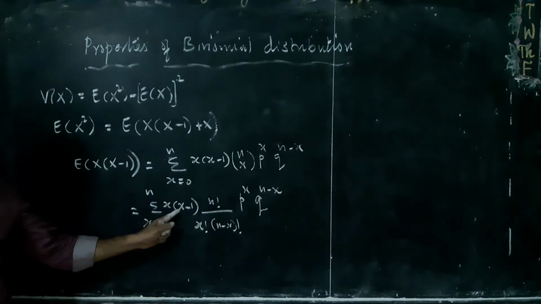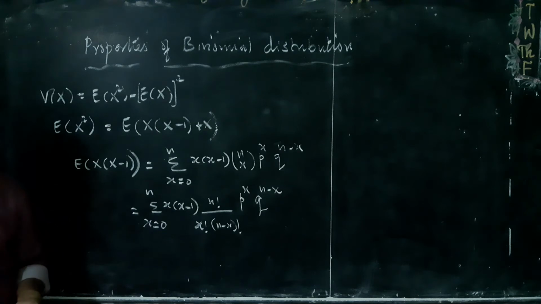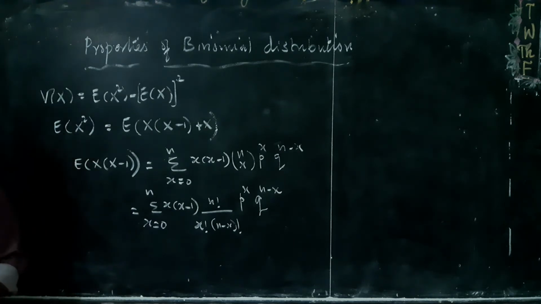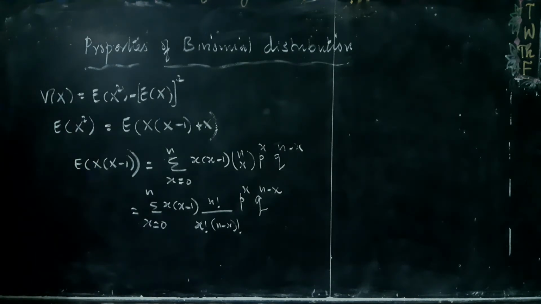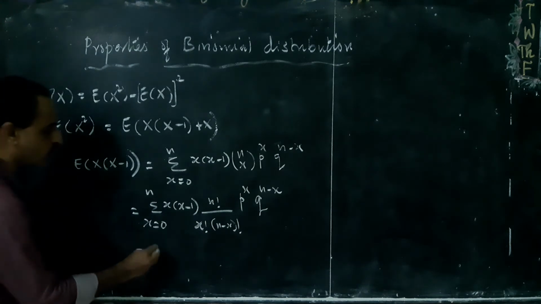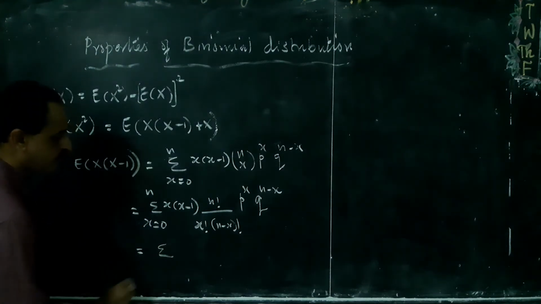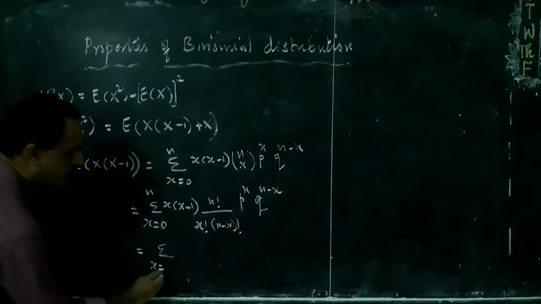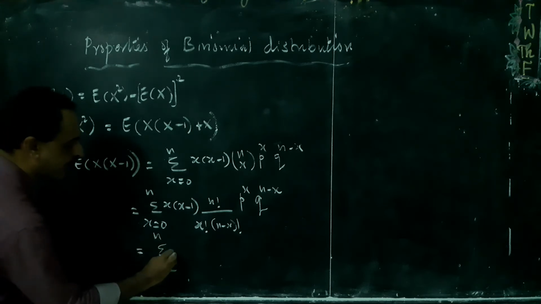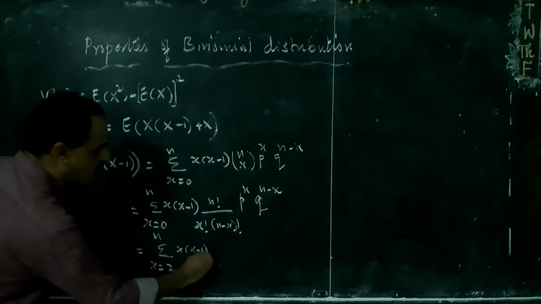When x equals 1, it is 1 minus 1, so 0. Therefore nothing happens when x is 0 and x is 1. Therefore the summation starts from 2 onwards, that is x equal to 2 to n of x into x minus 1.